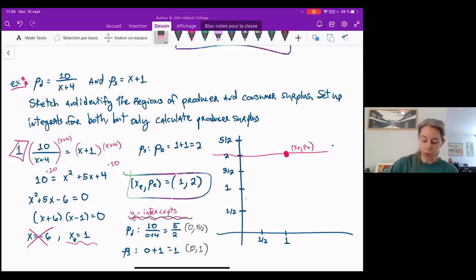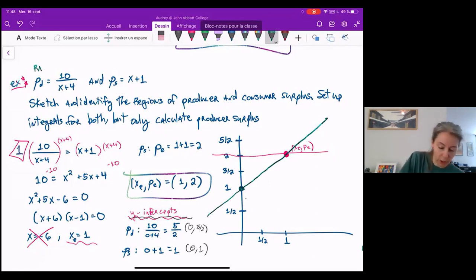Now we'll start with the supply function because the supply function is really straightforward to graph. Our 0, 1. And then x plus 1 is just a straight line. So I'm just drawing my straight line through that. Now you might be wondering, well, what does 10 over x plus 4 look like? 10 over x plus 4 is a rational function. Actually, let's do that in red. Is a rational function because it has the fraction, it's got the x in the denominator, it's a rational function.